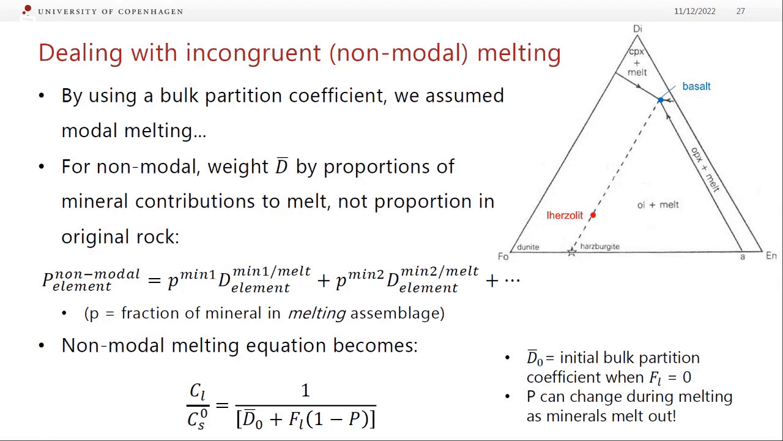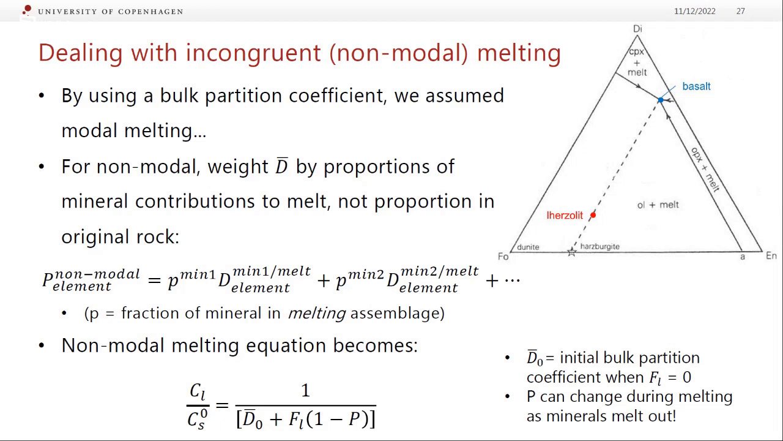All right. Now, if we just use a bulk partition coefficient for a solid with several different minerals in it, then we're implicitly assuming that the melting is modal. So let's say we have a mantle peridotite and it's 50% olivine, 25% orthopyroxene, 20% clinopyroxene, and 5% spinel. If we just calculate the partition coefficient for each one of those minerals and weight it by the amount of each one of those minerals, so 50%, 25, 20, and 5%, then we're basically saying that every single one of those minerals is melting by the same proportion.